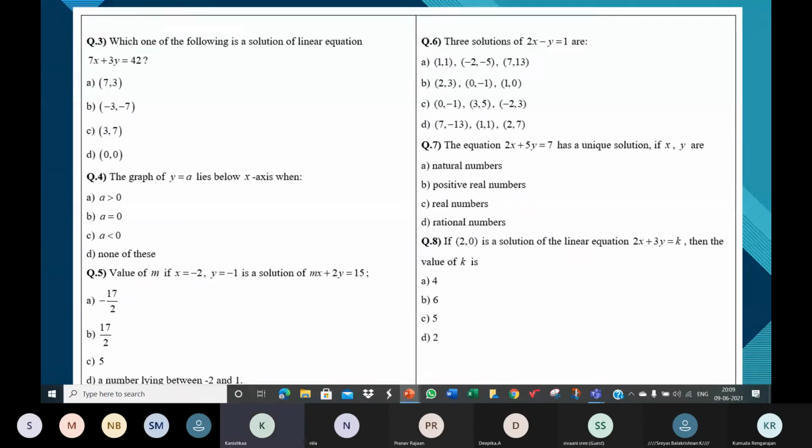Ma'am, the first one for question 6, A is the option. 6A, is it? 6A, ma'am. Okay. So you checked for all the 3 points: 1, 1; minus 2, minus 5; and 7, 13 satisfy? Yes, ma'am. All these 3 satisfy the equation, is it? Yes, ma'am. Okay, that's right. 6A is the correct option. Correct.